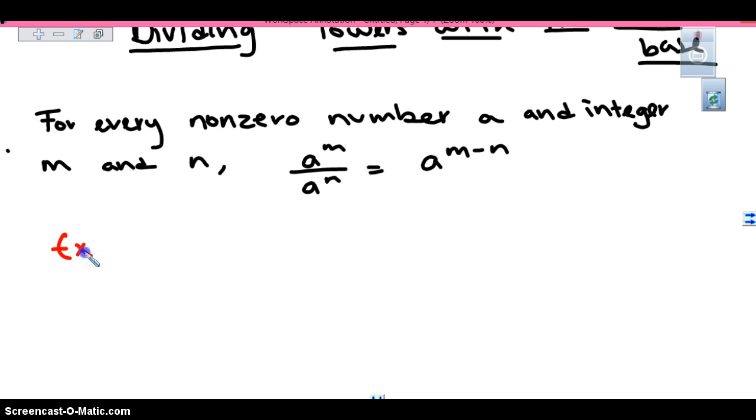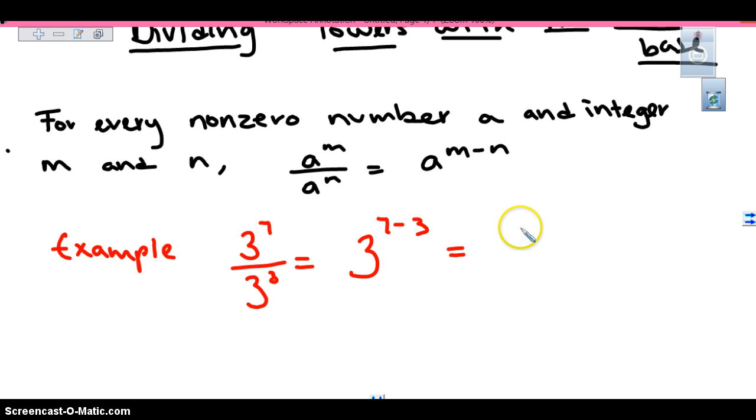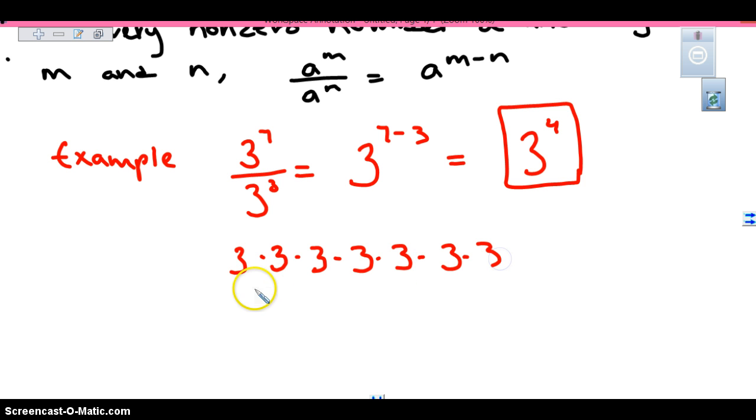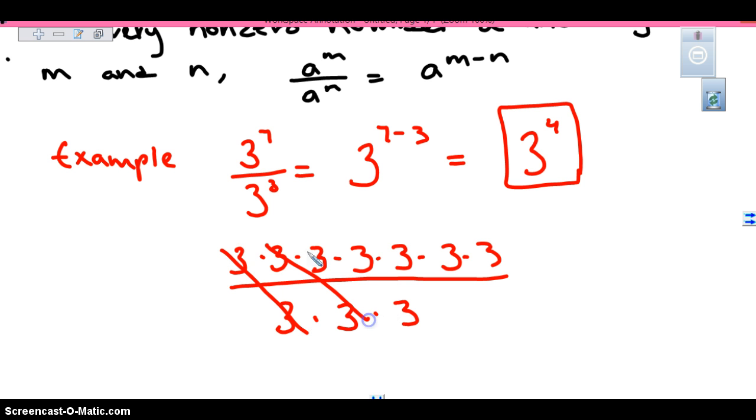For example, if we have 3 to the 7th power divided by 3 cubed, this is equal to 3 to the 7th minus 3, in other words, 3 to the 4th power. This is using the property. If we try this using repeated multiplication, we expand 3 to the 7th power and 3 cubed, cancel, and see how this is equal to 3 to the 4th power.